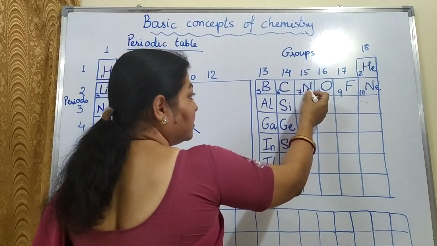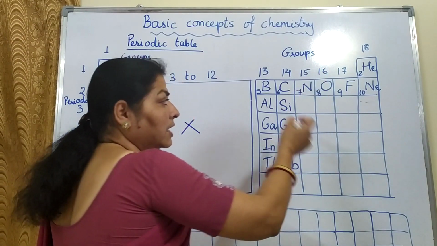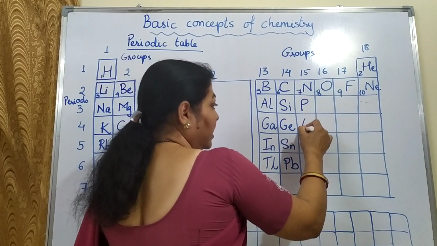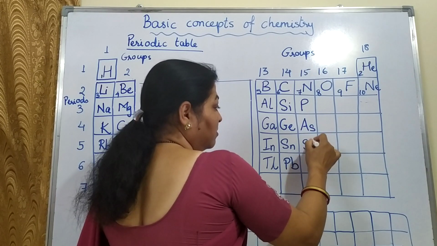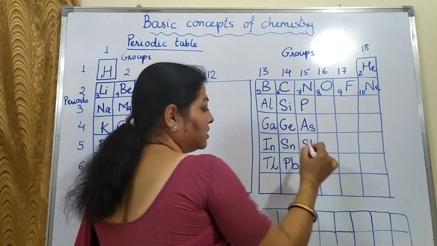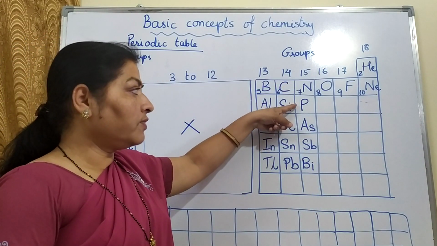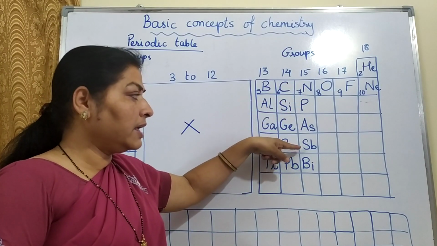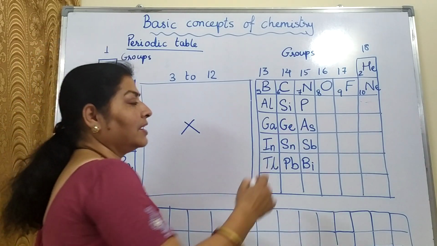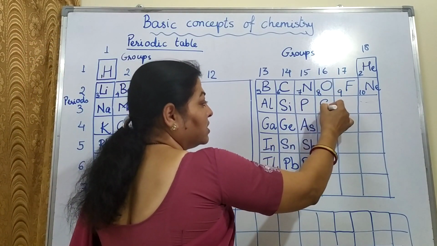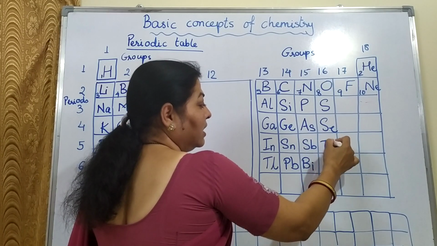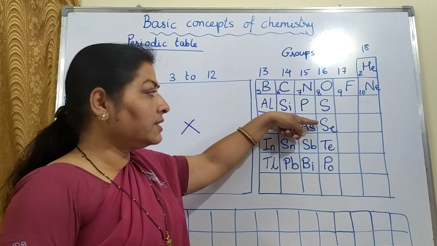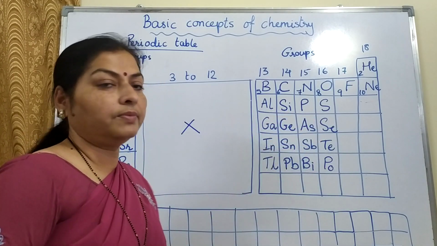The next group starts with nitrogen. Nana Patekar, Aishwarya, Sab, Bindast. Nitrogen, phosphorus, arsenic, antimony, bismuth. The 16th group, Us, Se, Ti, Po. It is oxygen, sulfur, selenium, tellurium, polonium.